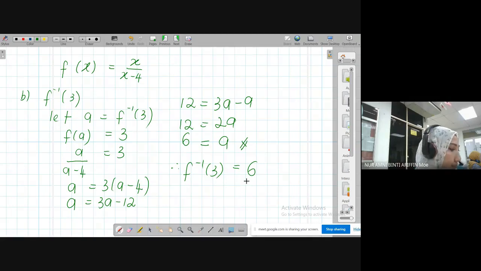Okay, nampak tak? Okay, try to do 1.8 2B. Cuba buat soalan latih diri 1.8 2B. Cuba buat dulu, faham ke tak? 2B dan 2D. B and D.